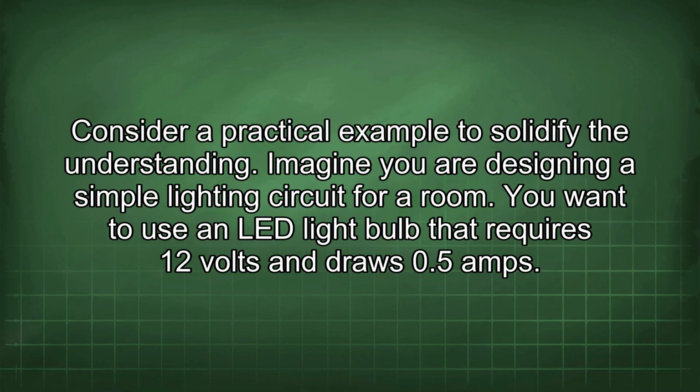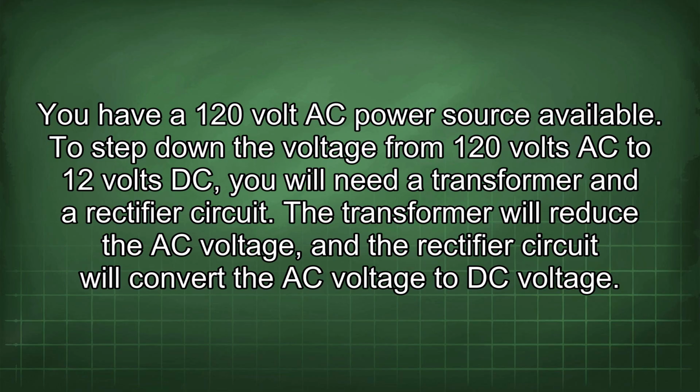Consider a practical example to solidify the understanding. Imagine you are designing a simple lighting circuit for a room. You want to use an LED light bulb that requires 12 volts and draws 0.5 amps. You have a 120 volt AC power source available.